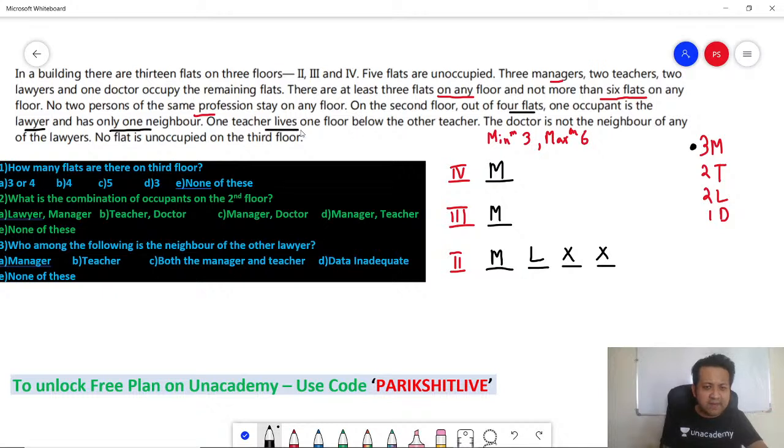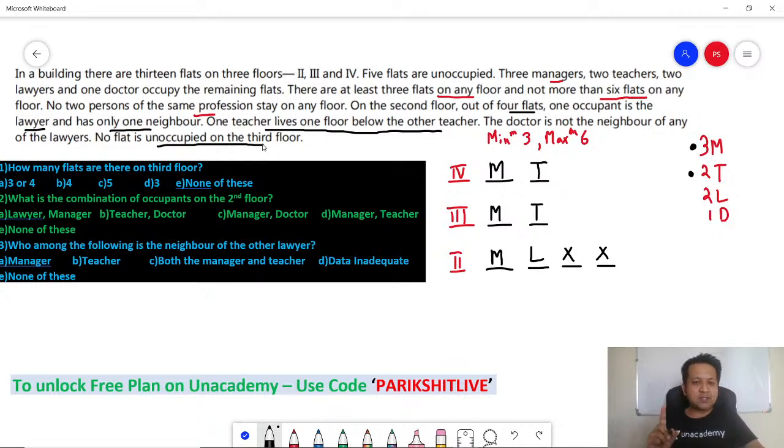One teacher lives one floor below the other teacher. Perfect. So you've got two teachers and they live on different floors. Next, the doctor is not the neighbor of any of the lawyers. Okay, we'll keep that in mind. And no flat is unoccupied on the third floor.